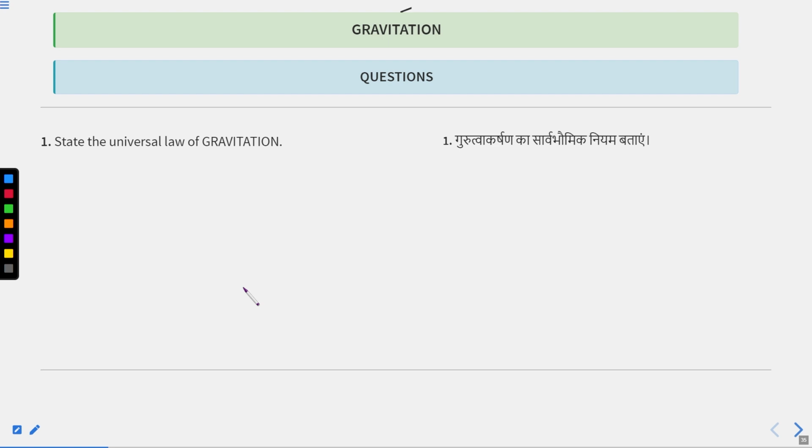Now let's solve some questions. Question number 1: state the universal law of gravitation. What is the universal law of gravitation? When two objects of mass m1 and m2 are separated by a distance d, the force is directly proportional to the product of their masses. Force is inversely proportional to the distance squared, and the direction of the force will be along the straight line joining these two masses. This is the universal law of gravitation.